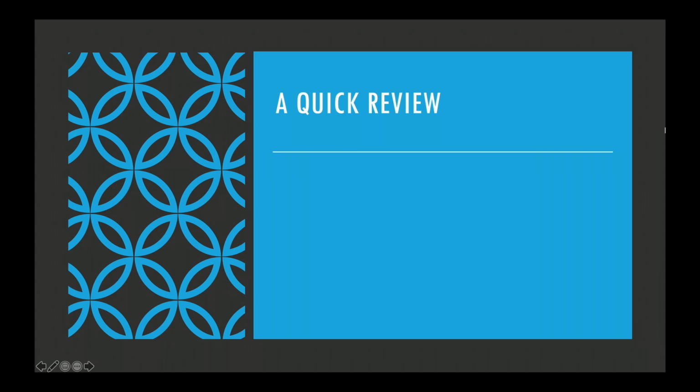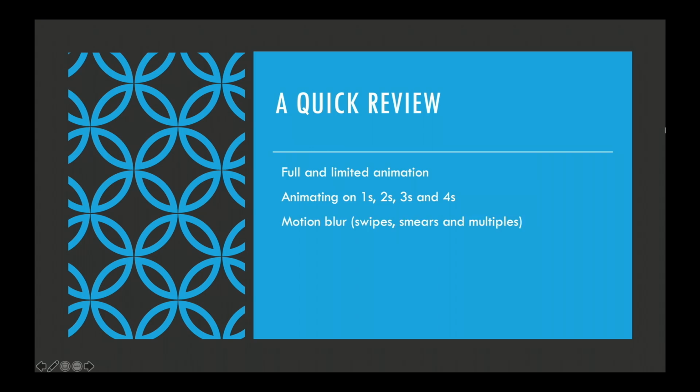To wrap up then, this short paper has reviewed some of the key issues at play when working with animated motion. Full and limited animation, animating on 1s, 2s, 3s and 4s, and motion blur by way of swipes, smears and multiples. All of these issues determine key distinctions between live action and animated motion.